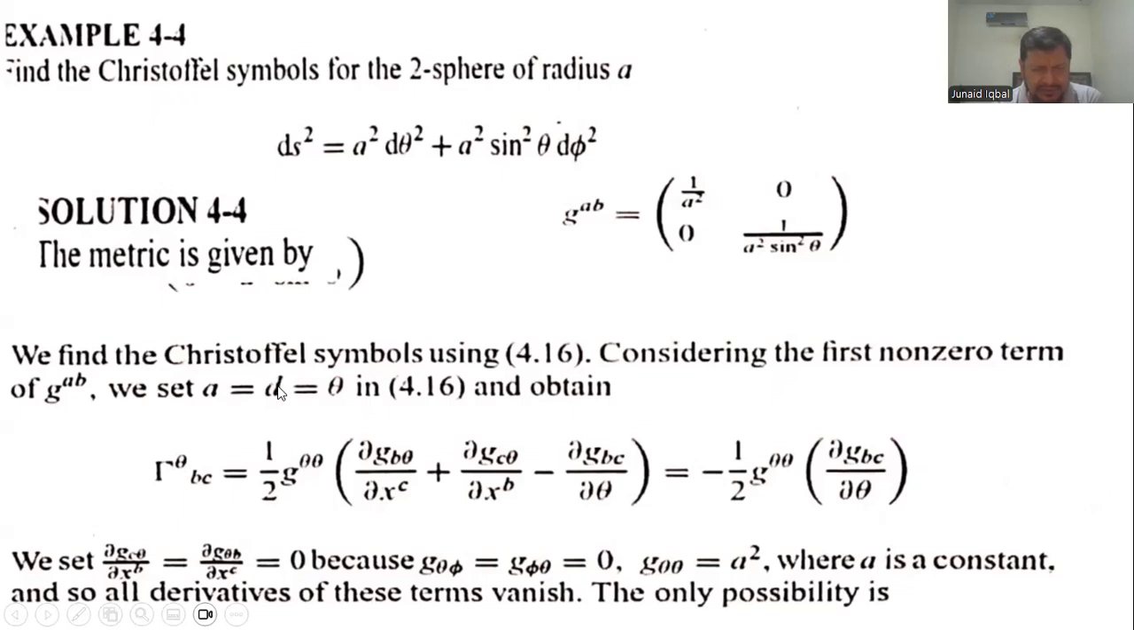G theta phi is 0. So therefore, a is equal to theta. It is equal to half g super theta, and then it is equal to the partial derivative of g b theta with respect to x c plus the partial derivative of g c theta with respect to b.